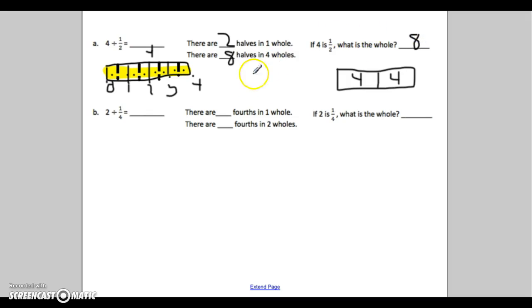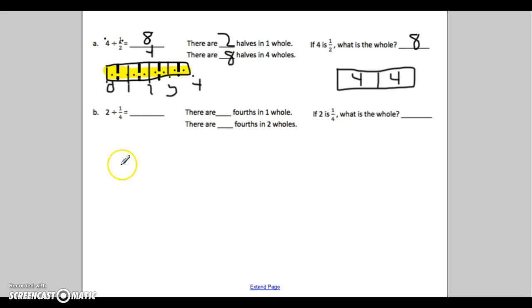And it's kind of drawing this connection here. Okay, 4 divided by 1/2 is 8. But if 4 is half, 8 halves is 4. This is my check. 8 times half equals 4. 4 divided by half equals 8. So I can kind of go back to that.